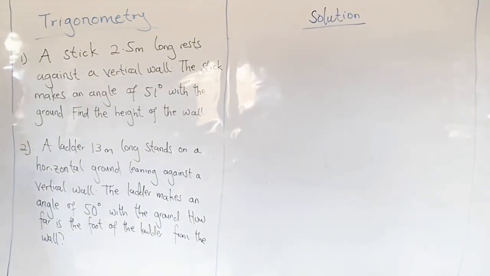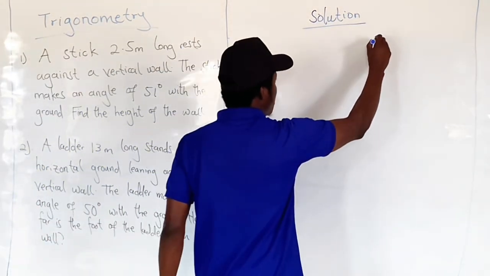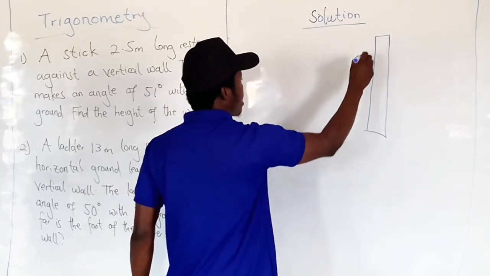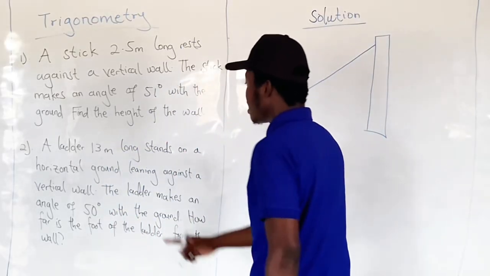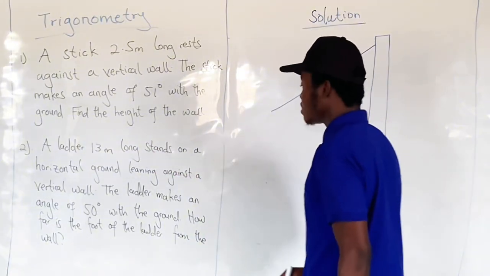Let's look at the second question. We have a ladder 30 meters long, stands on a horizontal ground, leaning against a vertical wall. So I'll first draw my vertical wall like this. This becomes my vertical wall. And we have a ladder leaning against the vertical wall like this. The length of the ladder is 30 meters. So I have my 30 meters here.